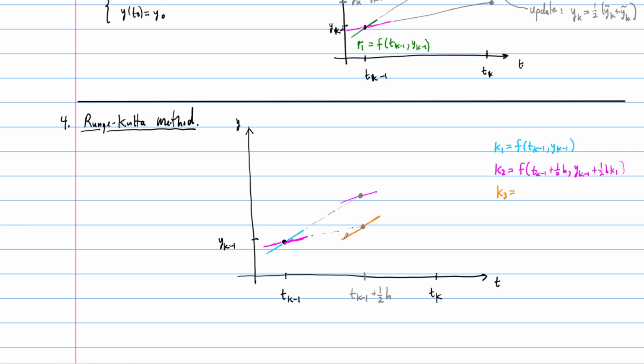And it's the same idea, okay? So k3 is evaluated at the half step, so t_{k-1} plus 1/2 h, and then at the height of y_{k-1}. So we went all the way back to y_{k-1}, and then we added half of a step of k2. So 1/2 h times the previous slope k2. So we measured our slope, we took a half a step, measured the slope, took a half a step, measured the slope. Now we're going to take a full step.